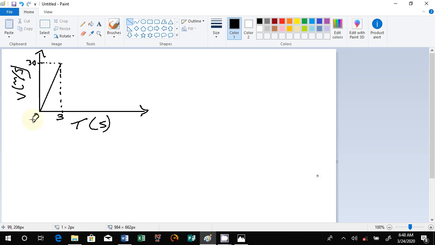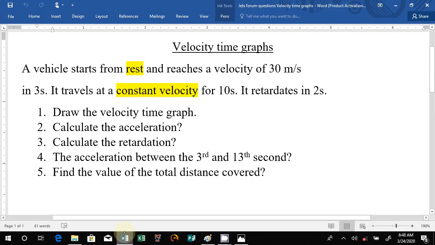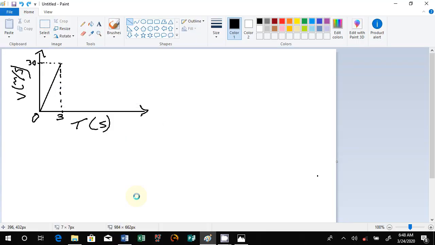So a vehicle starts from rest, which is 0, and then we have said it reaches a velocity of 30 meters per second in 3 seconds. So that one is good so far. We go back to the question so we understand more. It travels at a constant velocity for 10 seconds. Now, constant velocity, remember we have defined velocity and speed almost in the same way, only that velocity has a specified direction, but speed lacks a specified direction.